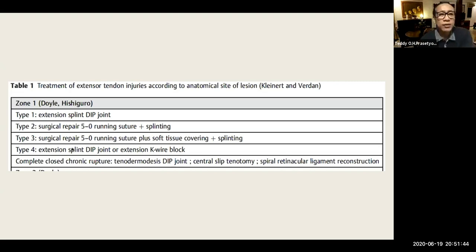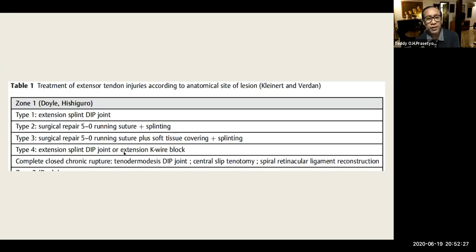Right, type 4 would include the injury with the bony loss or the structure loss, and it needs extension splint at the DIP joint or with the K-wire. So mostly it involves the intra-articular fracture. It does not necessarily need to be always with loss, I correct myself. But then it comes with greater than 50% of the articular structure or articular surface, all right?